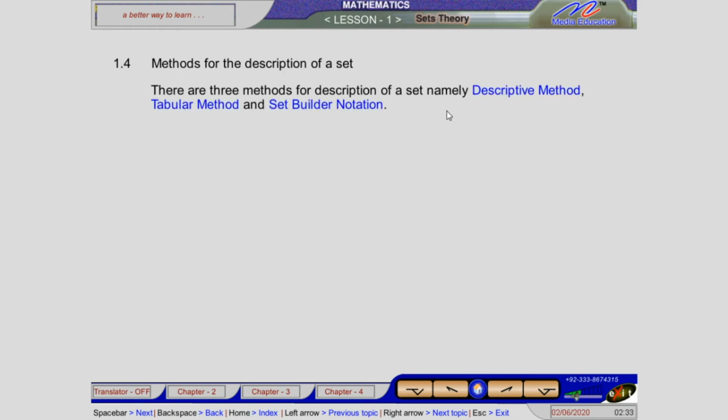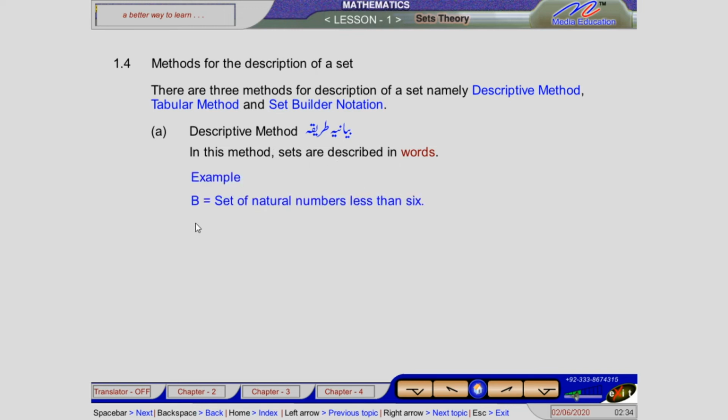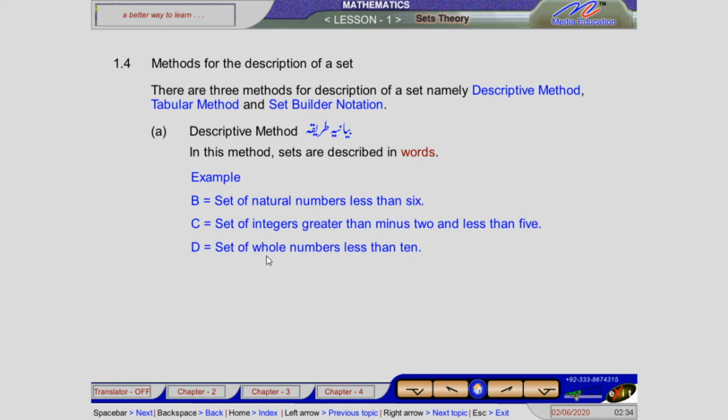What are the methods for the description of a set? There are three basic methods which are named as descriptive method, tabular method, and set builder notation. Descriptive method. In this method, sets are described in words. For example, set B is equal to the set of natural numbers less than 6. Set C is equal to the set of integers greater than -2 and less than 5. Set D is equal to the set of whole numbers less than 10. As we can see, all these sets are written in the form of words, so it is the descriptive method.